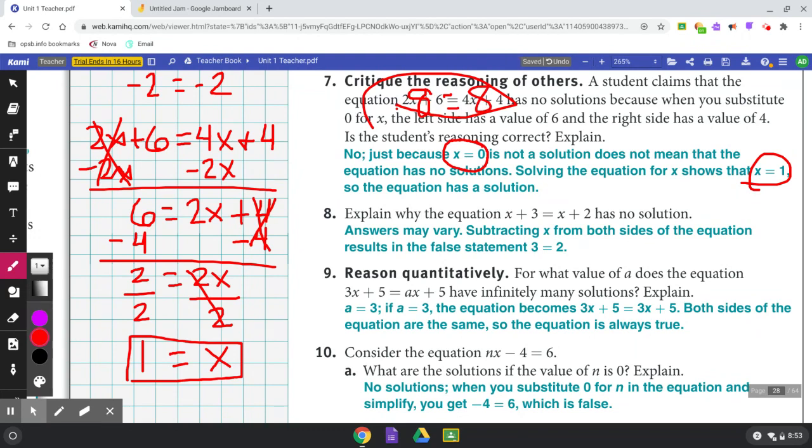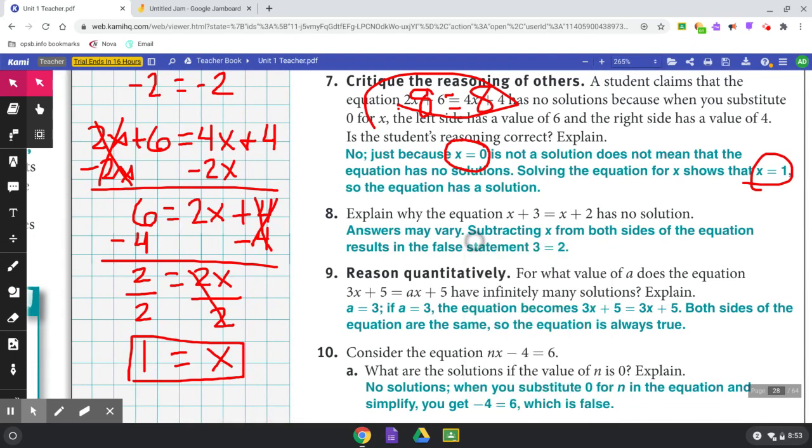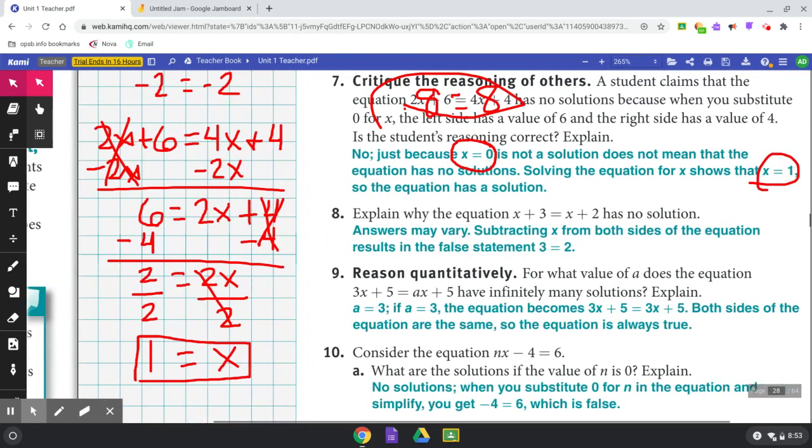Okay, explain why the equation x plus 3 equals x plus 2 has no solution. This requires no mathematics. It's just saying, why does this have no solution? Well, if you needed to do the mathematics and subtract x from both sides, you get 3 equals 2. So your answers can vary. You can use mathematics to explain it, but the way the book wants you to recognize is that subtracting x from both sides of the equation results in the false statement 3 equals 2.